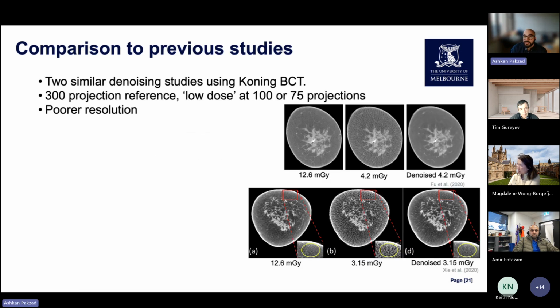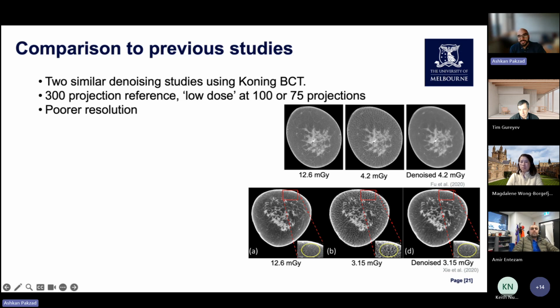So there are two similar studies that use that Koning BCT, and they also similarly went through a supervised denoising. So the Koning BCT acquires images of 300 projections, and then in these studies, they considered producing a low-dose image using 100 projections or 75. So this first row is from 100, so 12.6 milligray. So these two on the left are 300 projections, and in the middle two are from 100 at the top and 75 at the bottom, and then denoising them to the right.